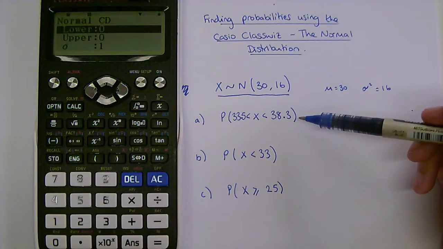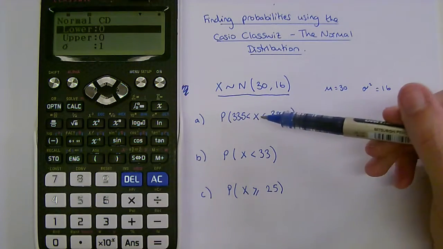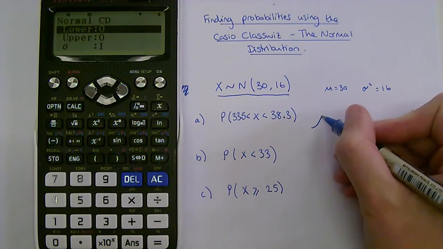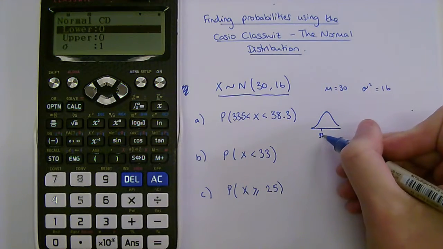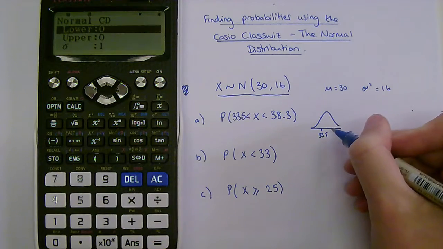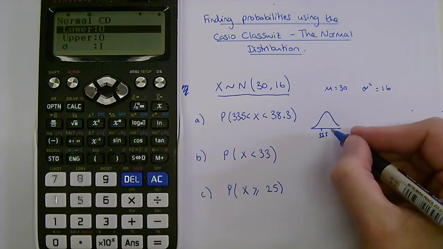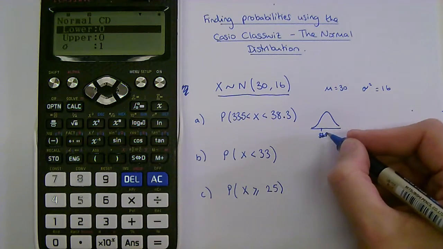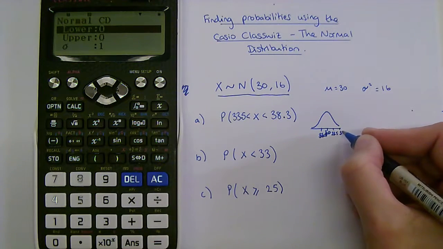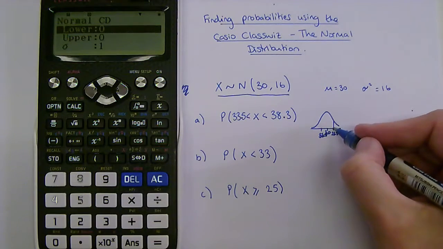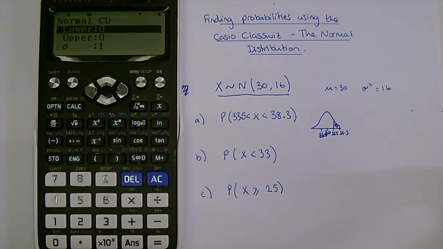For question A here, it's given us 2 bounds. For this one, we're finding the area between 33.5 and, well, that's going to be further up, isn't it? Because the mean is 30. So if I've got 30 here, I'm going to have 33.5 up to 38.3. So we're trying to find this little area here.